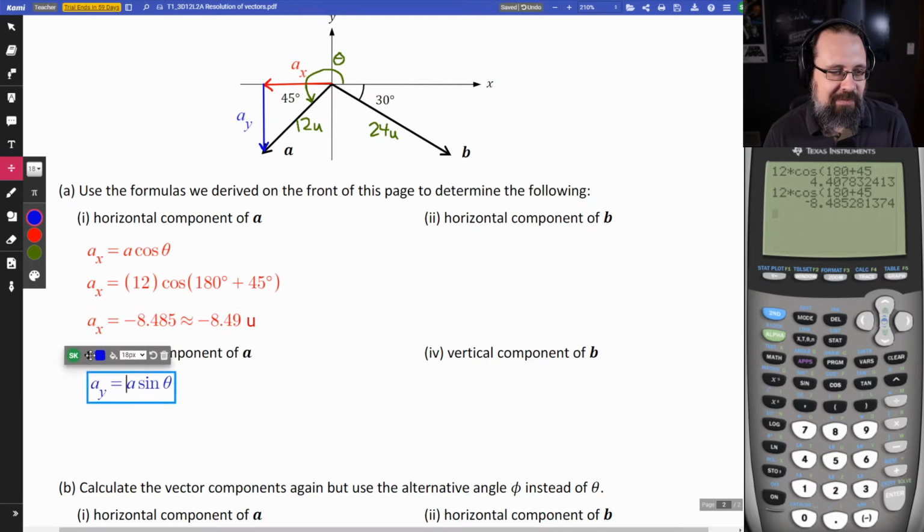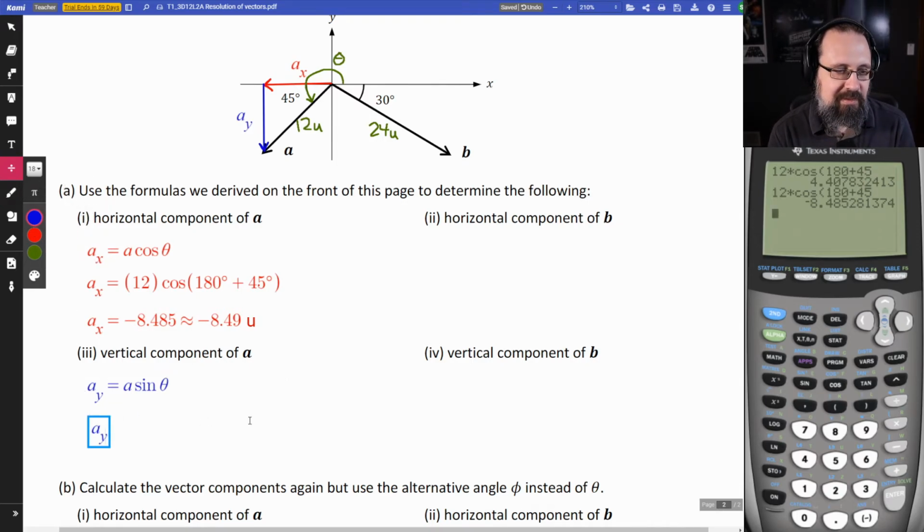I'm just going to move this up, give myself a little bit more space. And then I'm going to draw the next line. So that means that AY is going to be equal to 12 times the sine of, okay, here we go. Oh, it's the same angle, right? It's the same theta. So it's 180 degrees plus 45 degrees.